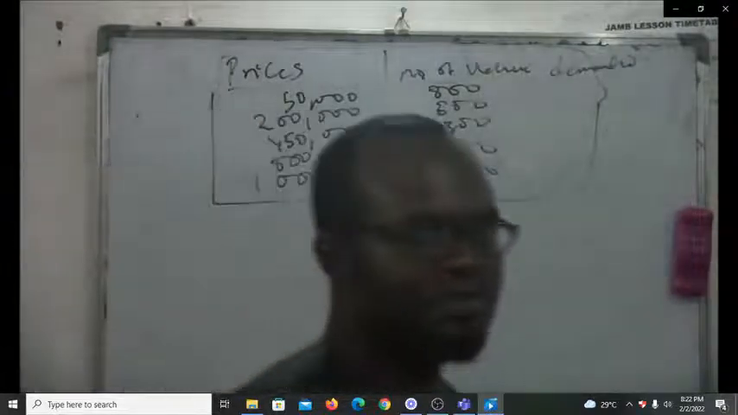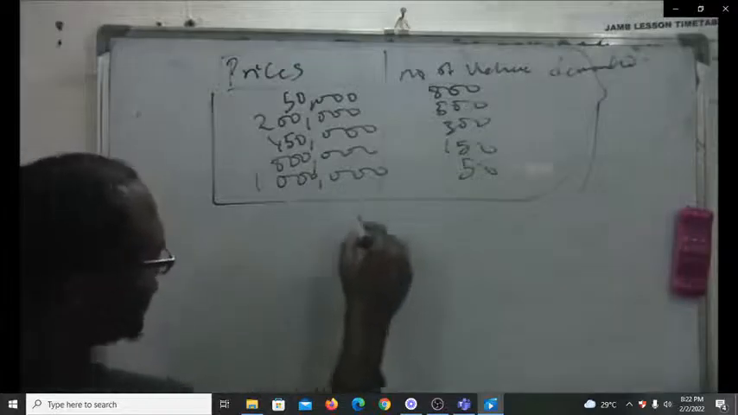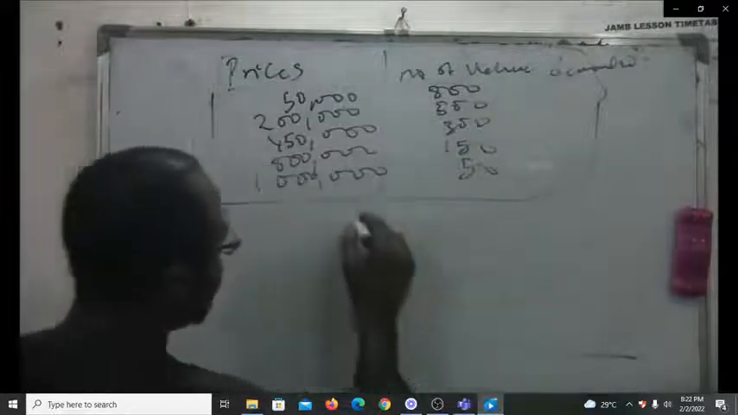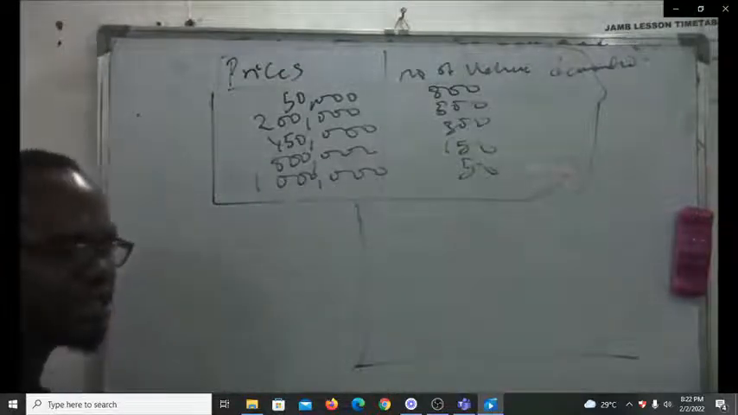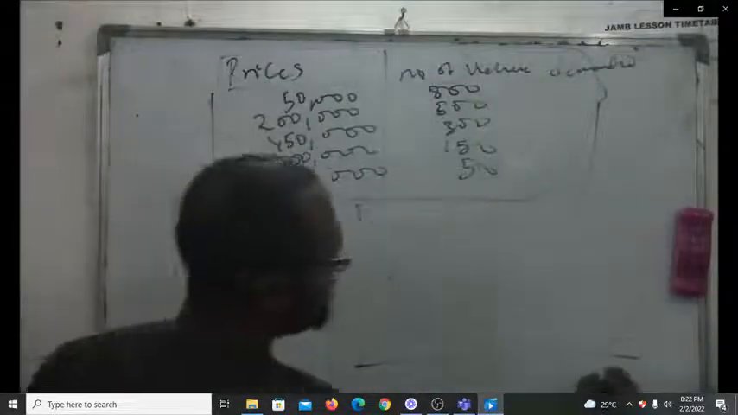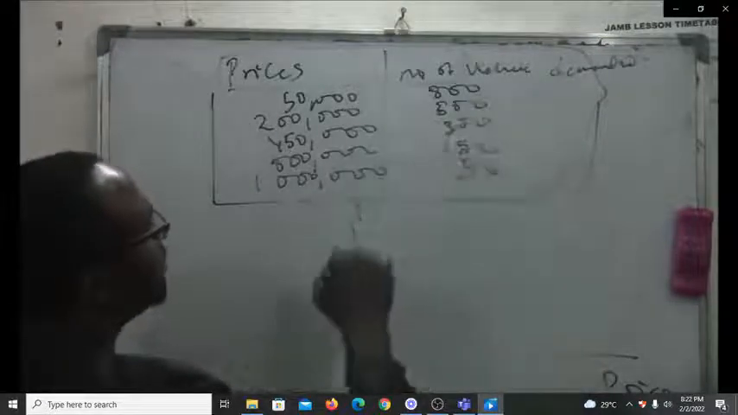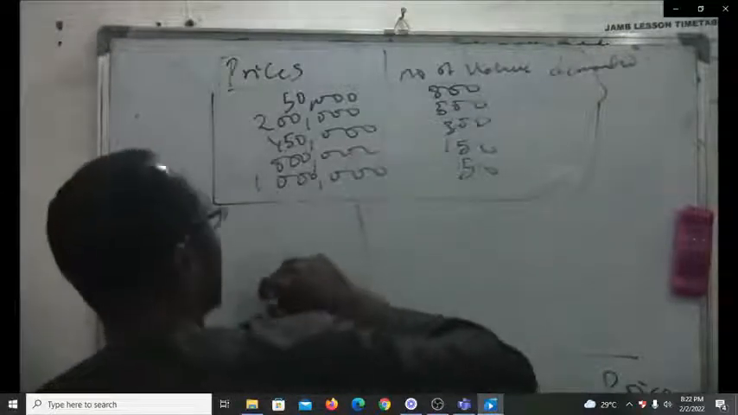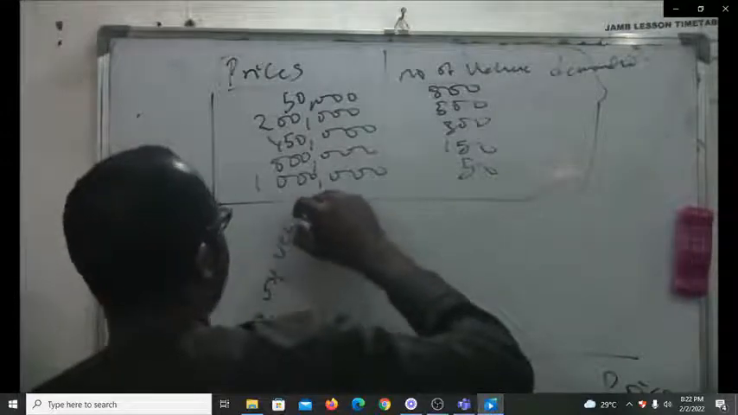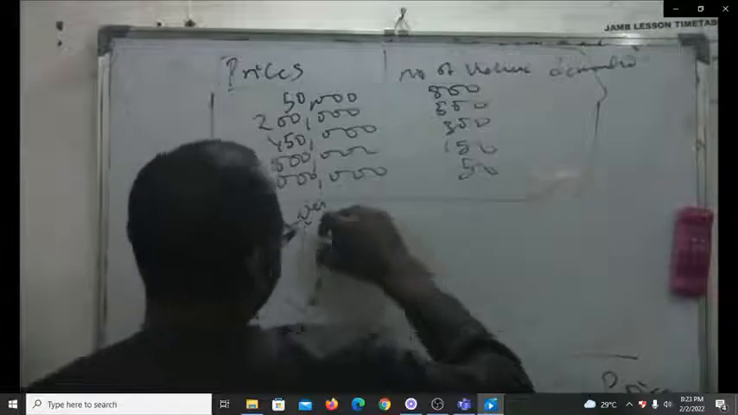You can put this table in form of a graph. How do you put it in form of a graph? I told us that a graph is a diagram representing the relationship between two variables, is it not? X and Y. So what are those two variables? The X here is price, isn't it? And the Y is the number of vehicles demanded. Is that clear?